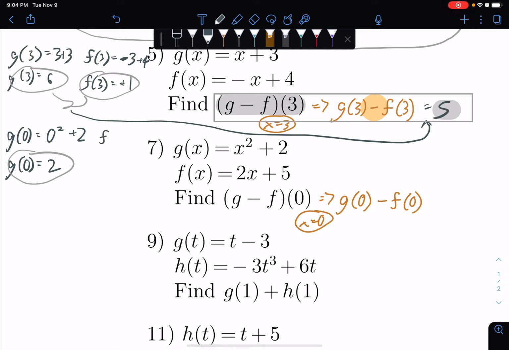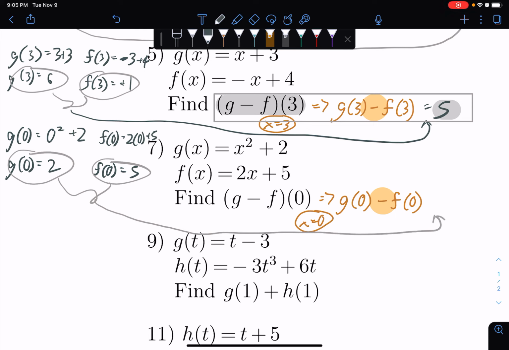Let's solve for f of 0, or f of x. We have 2x, so 2 times 0 plus 5. Anything multiplied with 0 is 0. Then we add 5, provided in this situation. F of 0 is equivalent to 5. And we acknowledge that the operation is subtraction. So g of 0 minus f of 0, in other words, 2 minus 5 is negative 3. So let's move here. Our answer is negative 3.